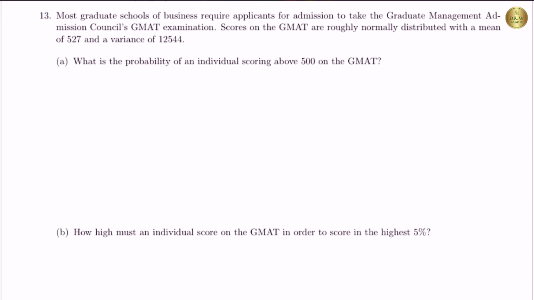This problem is from chapter 3, normal distribution. Most graduate schools of business require applicants for admission to take the Graduate Management Admission Council's GMAT examination. Scores on the GMAT are roughly normally distributed with a mean of 525 and a variance of 125.44. Here variance is given.